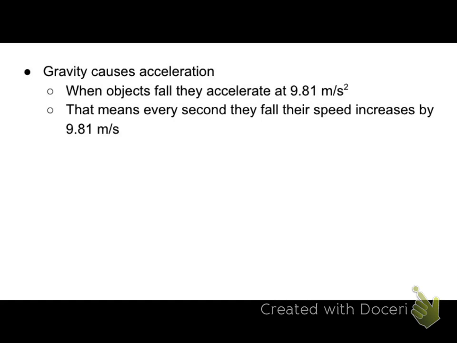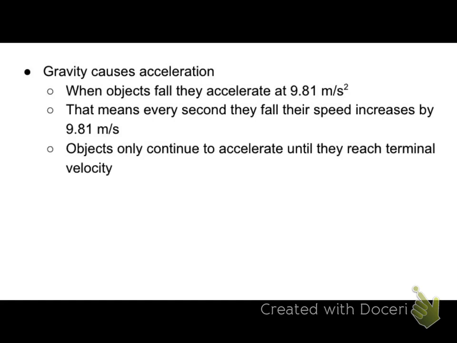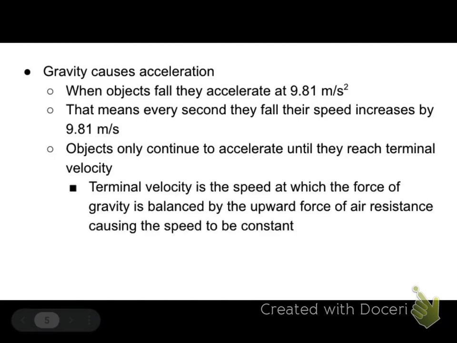Okay? But objects don't accelerate forever. They can only continue to accelerate until they reach what we call terminal velocity. And terminal velocity is different for every object that falls, okay? But terminal velocity is the speed at which the force of gravity downward is balanced by the upward force of air resistance, and the speed no longer increases. Now, that does not mean, as some people might think in their brain, that we stop moving. It just means the forces become balanced.